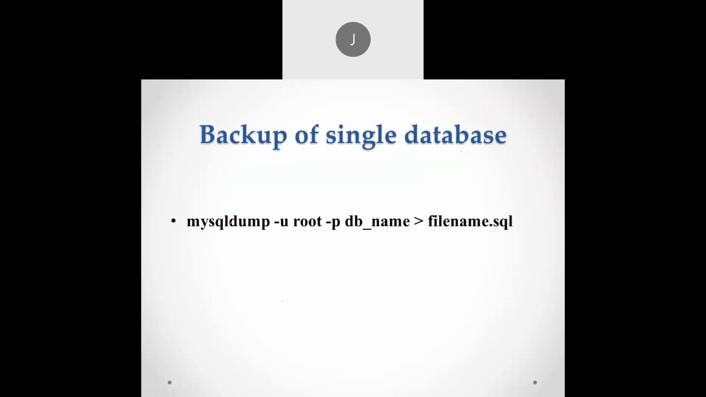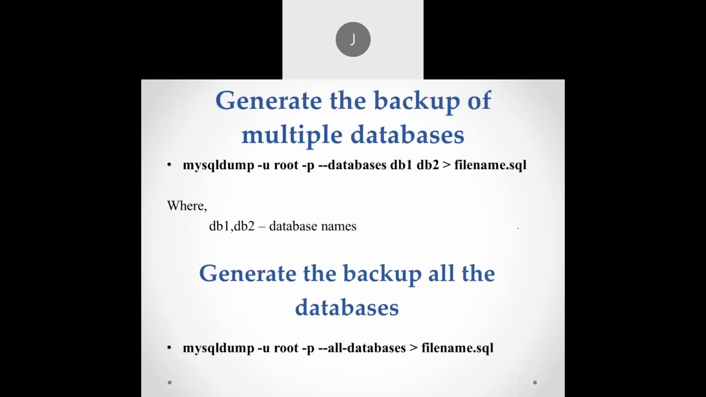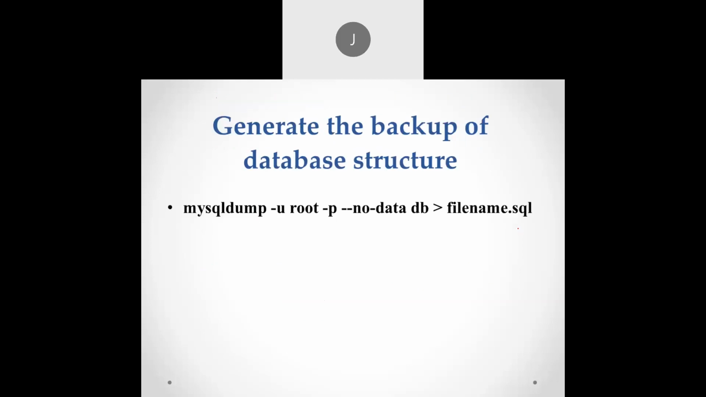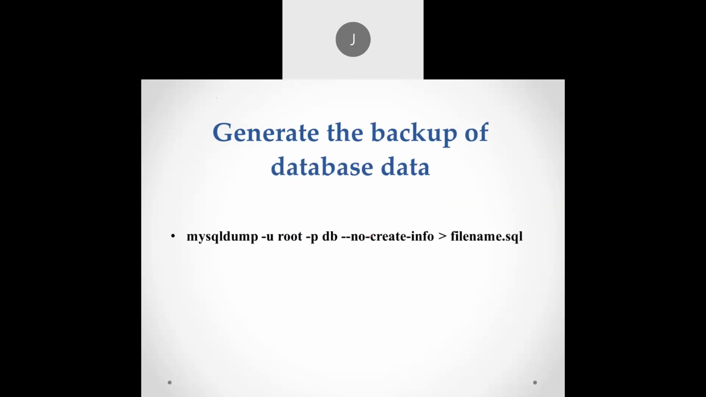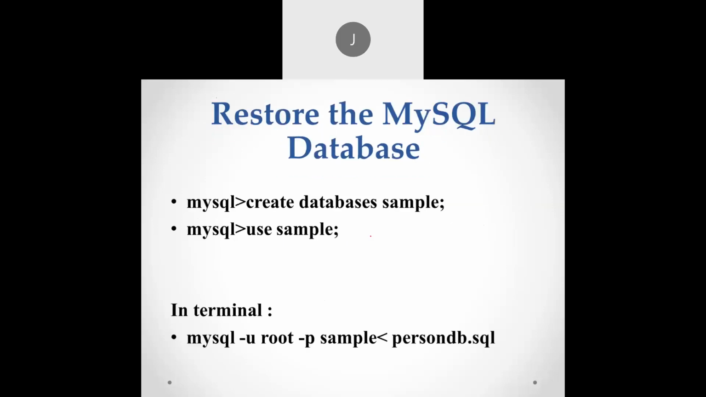Okay, so this is to back up a single database. You have to give mysqldump -u root -p, database name, and redirection. This is export, right? Export, that is backing up to this file. And if you want, you can also take a multiple databases backup. You can take all databases backup. You can generate a backup of the database structure also, without any data. Tables also, particular tables from a database, you can take a backup. Okay, this generates, and you can restore it also.